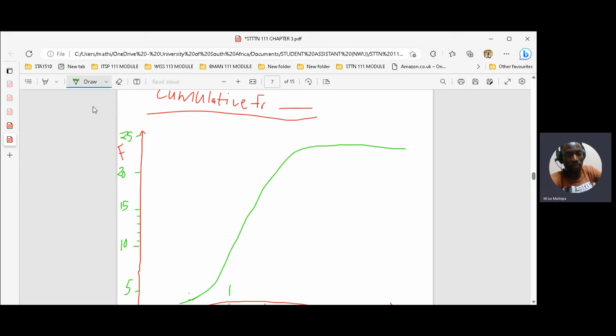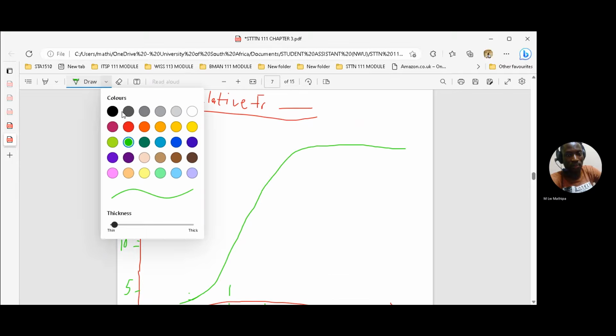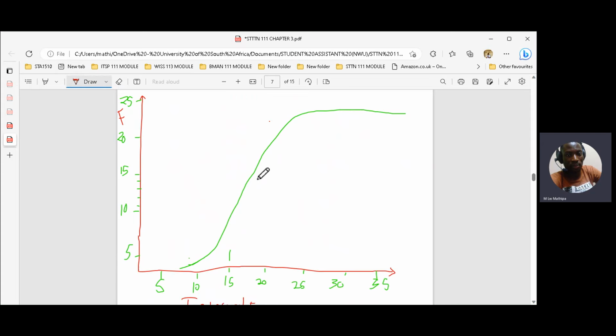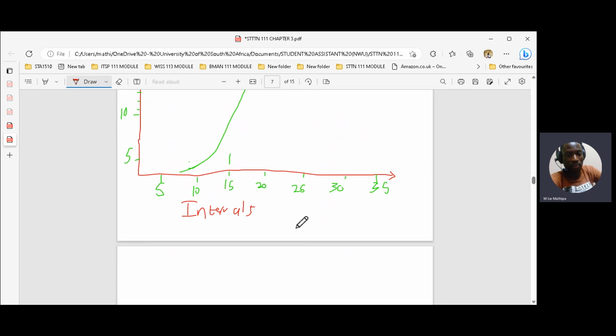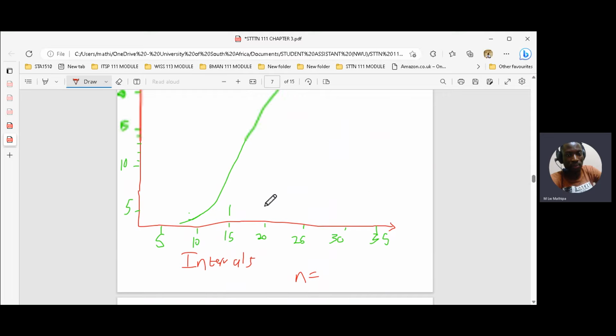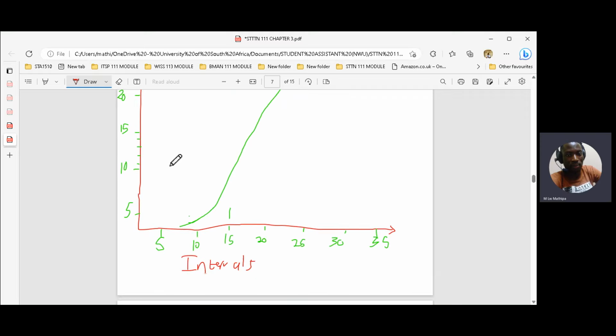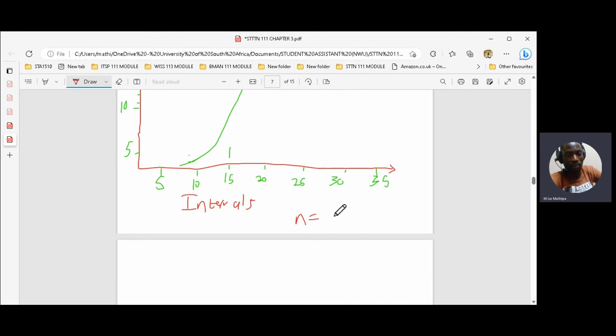Sometimes they can give you this graph, then they say calculate the median, the first quartile, the lower quartile. If you are given this graph, you need to find the value of n. How do you see it? You check the last one there, you go there, and then I can say n is equal to 24.